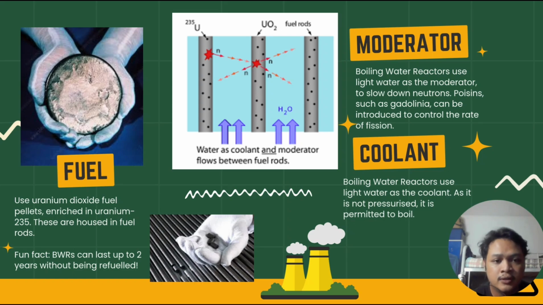For moderator, the boiling water reactor uses light water as the moderator to slow down the neutrons, and a poison such as gadolinium can be introduced to control the rate of fission. And lastly, coolant. A boiling water reactor uses light water as the coolant as it's not pressurized. It is permitted to boil.